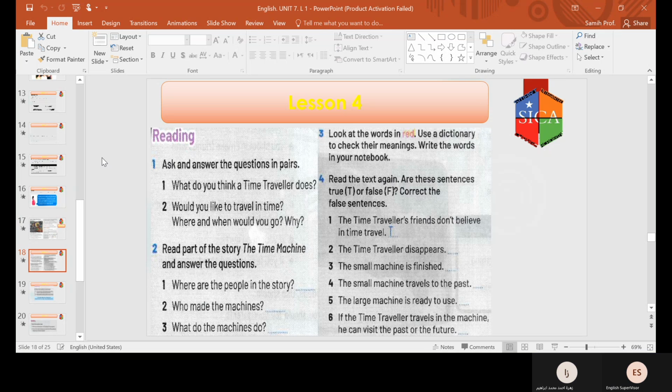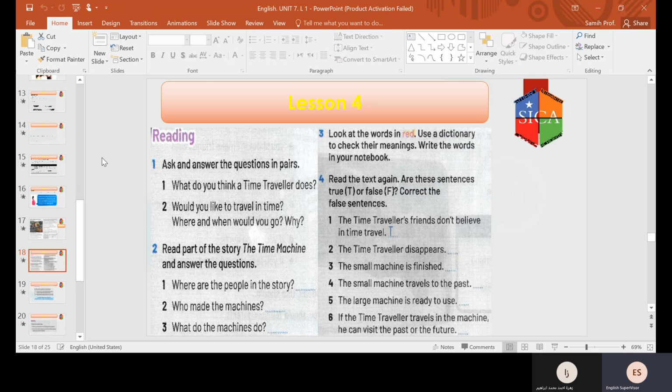Why? What is the reason? To see the another change to my room. Great. To see or to explore how will my room be changed. Yes. Excellent. That's great. Okay, number 2, read part of the story, The Time Machine, and answer the questions.